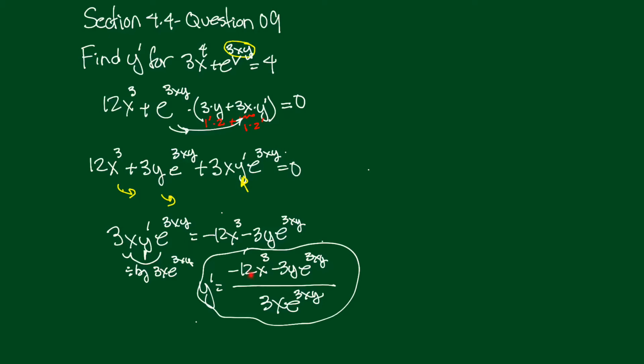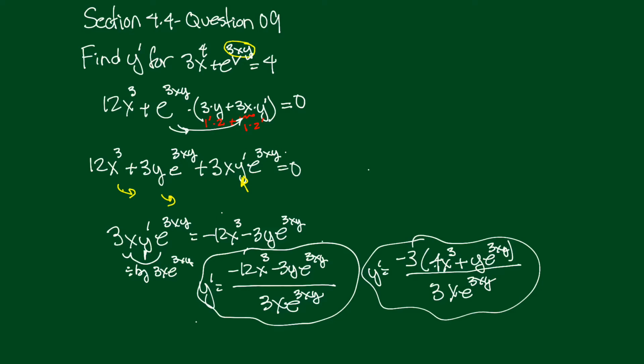We could factor out negative 3. But we could go one more step, and I've already done it here. You notice that there's negative 12, negative 3. There's a negative 3 in common. So I factored out the negative 3. And if you take out the negative 3, what's left? Negative 12 divided by negative 3 is the 4, and then you have the x cubed. You took out a negative 3, so now you have positive, what's left? y e to the 3xy, all over that denominator. I think either one of those forms is good.